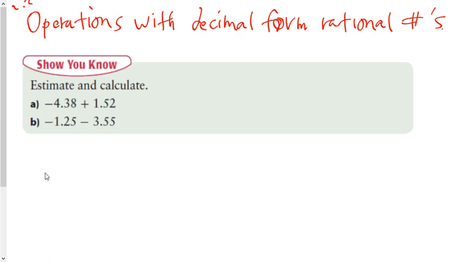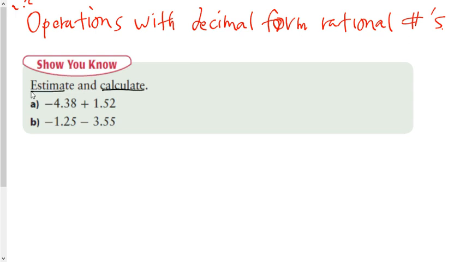Okay, we're now starting section 2.2 on rational numbers in our textbook, MathLinks 9. Section 2.2, in my awful handwriting, says operations with decimal form rational numbers. So the first two exemplars we're going to do here: the first question says negative 4.38 plus 1.52. It says to estimate and to calculate.